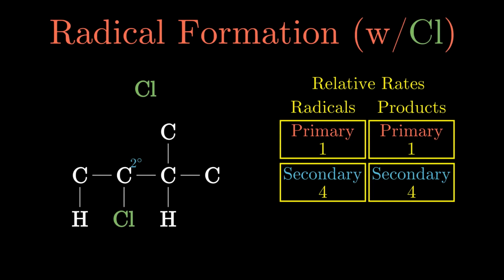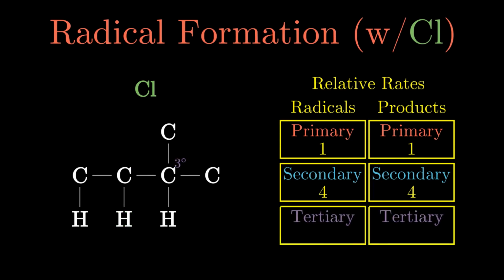Finally, tertiary radicals are the most stable and are produced at the highest rate of roughly 5 times that of the primary. This also informs us that chlorine, which we know from general chemistry is very reactive, is not very selective and produces the various radicals and products almost uniformly.